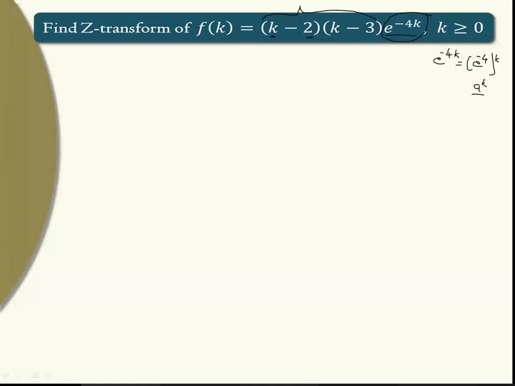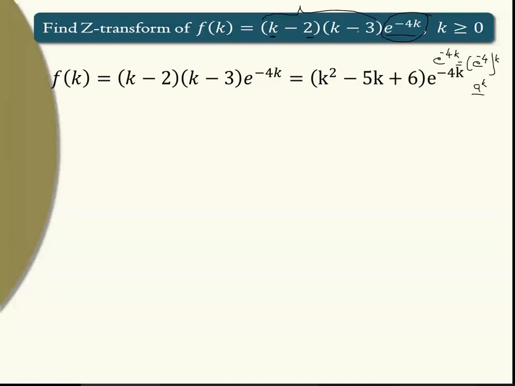Now to get the Z transform of this, again no direct formula is there. So what we can do is try to simplify it further. Take the multiplication of these two brackets, k minus 2 into k minus 3. So what is that term? k minus 2 into k minus 3.